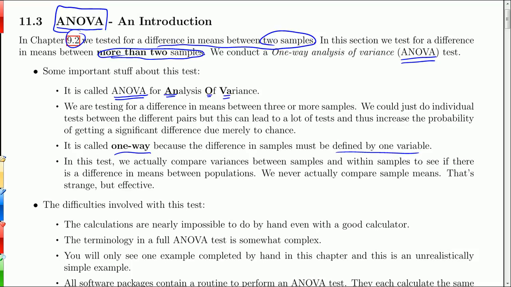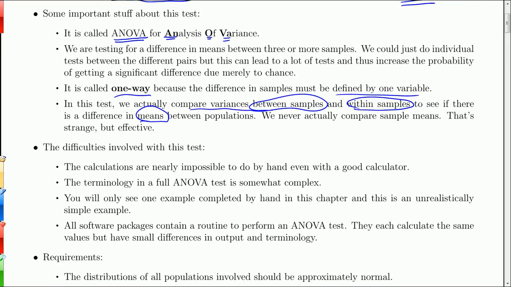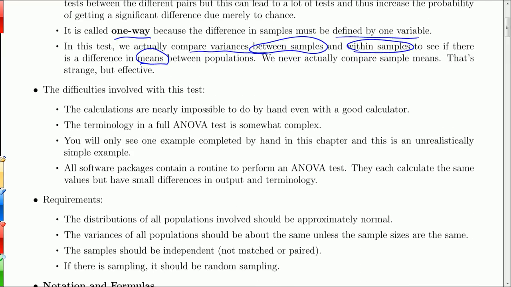In this test, it's funny, we actually compare variances between samples and within samples to see if there's a difference in means. So we're actually analyzing variances to detect a difference in means. We never actually compare the sample means. That's kind of strange, but it's effective. And we'll see how it's done. We'll see sort of why this works in the one example that we can do by hand.